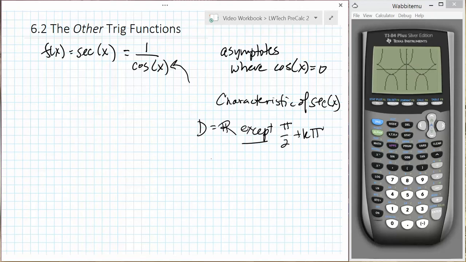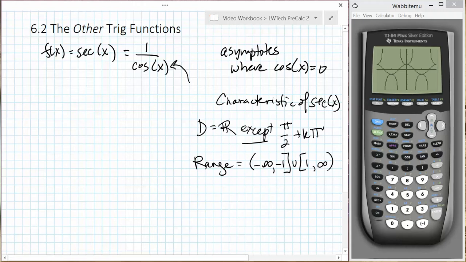The range is interesting. It is all real numbers that are not between negative 1 and 1. Generally, we can write the range in set notation in such a way that we exclude those middle values. Lastly, the period of the secant is the same as the period of its reciprocal function cosine. The period is equal to 2 pi.